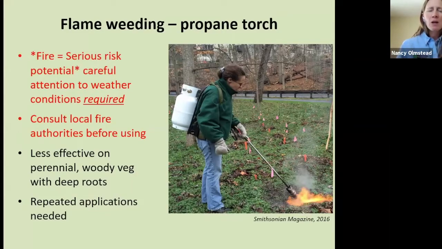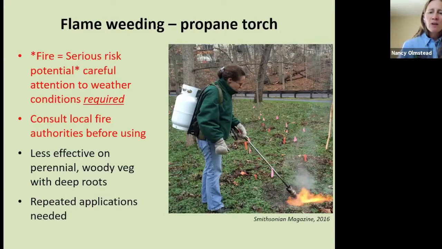What I understand is that this technique is less effective on perennial woody vegetation with deep roots, because the idea is that you're really trying to kill the above ground tissue, like wilt it. Now on a woody plant, if you can damage the cambium all the way around, theoretically you could kill the plant, but that probably requires some special technique. And repeated applications are probably needed even for some herbaceous plants that have long-lived roots.